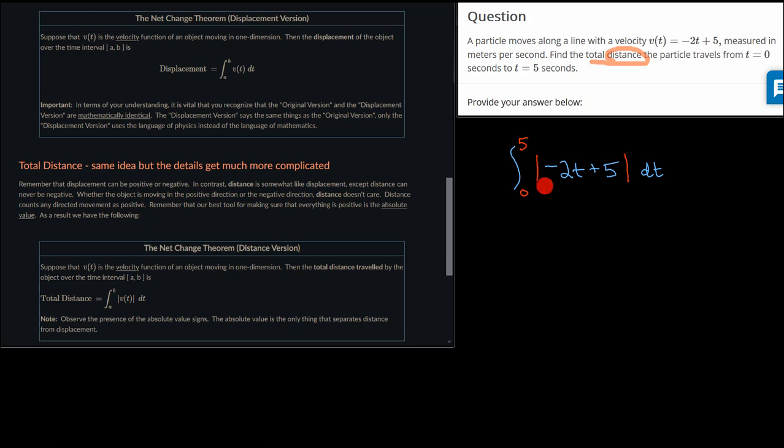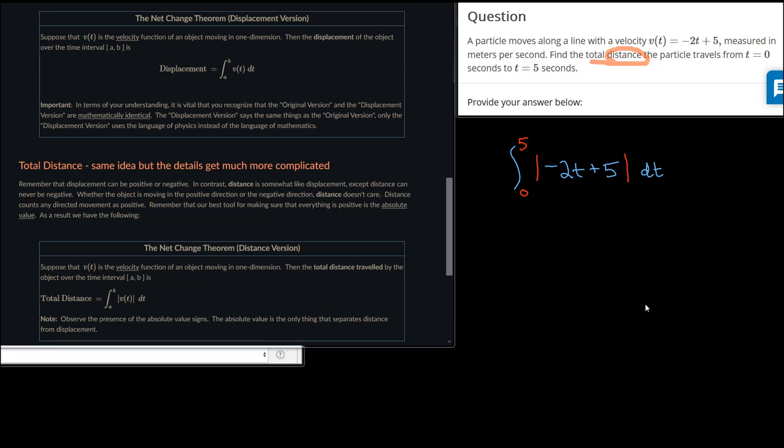So the idea here is we have to dig in a little bit to how the absolute value works. The way you think about the absolute value is, if the number's positive, it's just going to leave it alone. And if the number's negative, it's going to change the sign, because if it's negative, changing the sign will make it positive. So that's what I want to think about with this function right here.